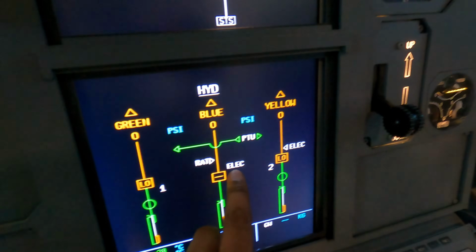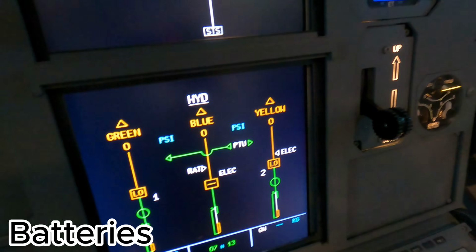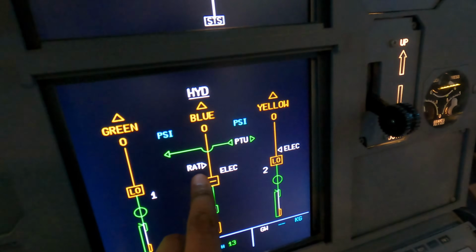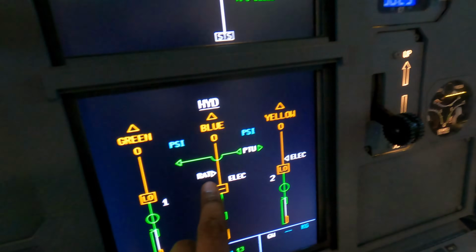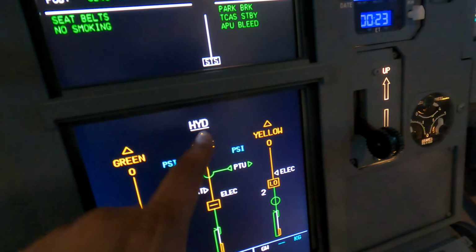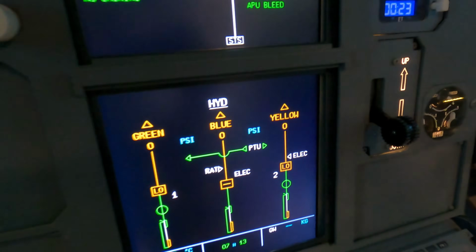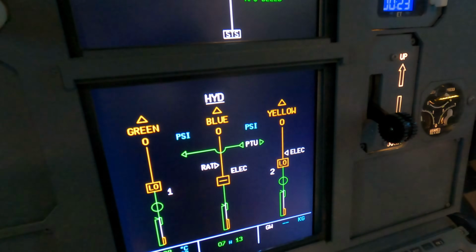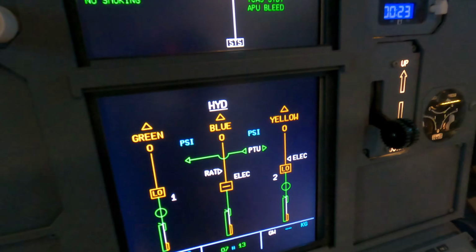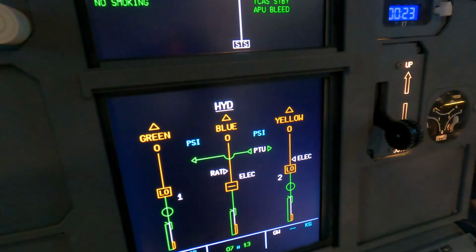generator. So it could be the batteries, it could be external power, it could be the ram air turbine if we're flying and we're fast enough for the blades to spin on the ram air turbine, and that will power it. So that's generally used in the case of an emergency. If we lose the engines, we can always use the blue system to provide hydraulic pressure to the aircraft.